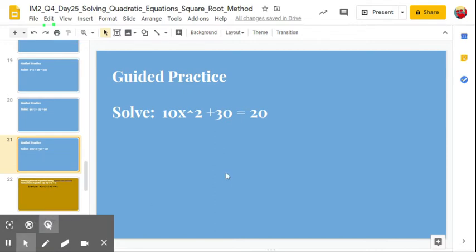We have 10x squared plus 30 equals 20. See if you can solve this one.